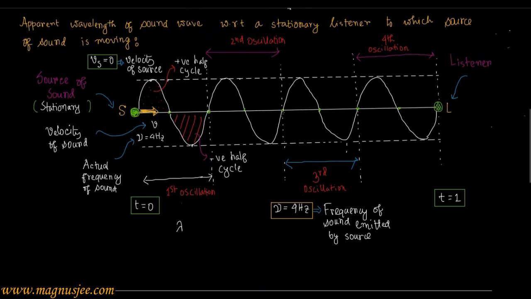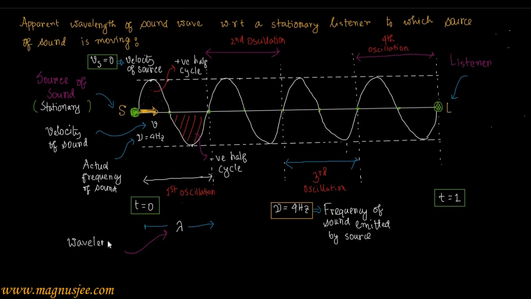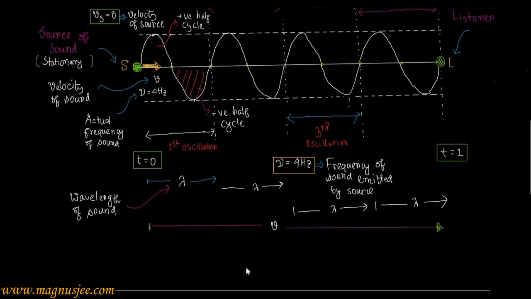We can denote the wavelength of the sound wave, that is, the actual wavelength of the sound wave emitted by the source. The distance traveled by the sound wave in the first oscillation is lambda, the wavelength of sound. Similarly, lambda is the distance traveled by the sound wave during the second, third or fourth oscillation.